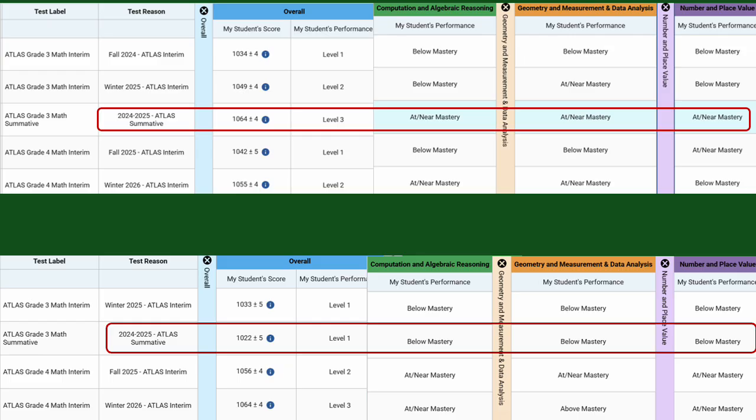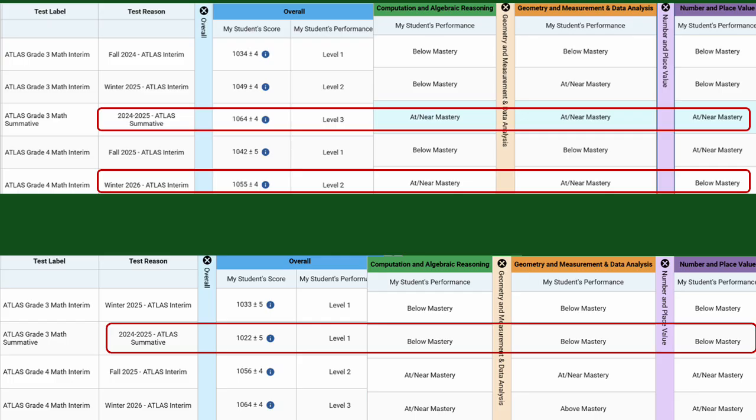Now, the student on the bottom is a little bit different. This student only had a winter, so it implies that this student came in during the middle of the year. And this student had a lower score at the winter interim and was below mastery. And again, because below mastery is related to the grade level, what we know is this student at the end of the year was not quite where this student needed to be for grade 3. So what's interesting though is that let's take a look at both students the next year.